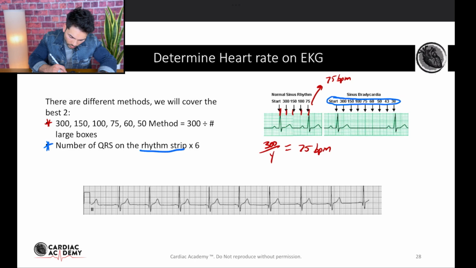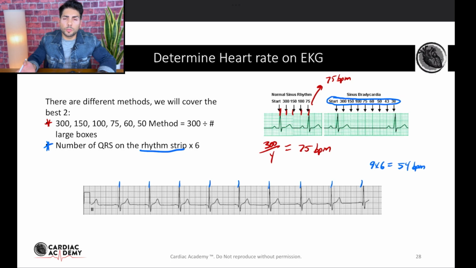So let's do that. So let's count 1, 2, 3, 4, 5, 6, 7, 8, and 9. And 9 multiplied by 6 equals 54 beats per minute. And in this case, since this rhythm strip is regular, we can use the first method as well. So let's try that. We look for a line that is falling in a thicker line. We have this one right here, and we count 300, 150, 100, 75, 60, and 50. So this line over here is kind of falling in between 50 and 60. So between 50 and 60, we can say 55 beats per minute.